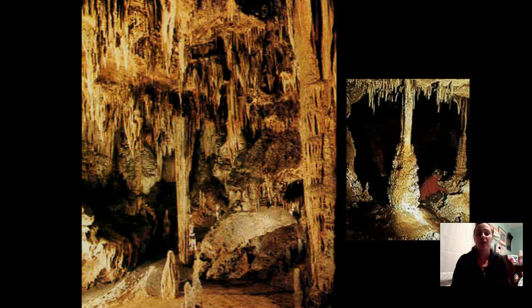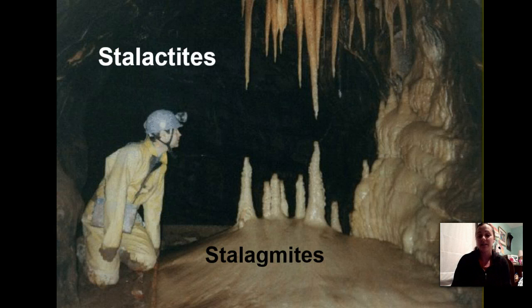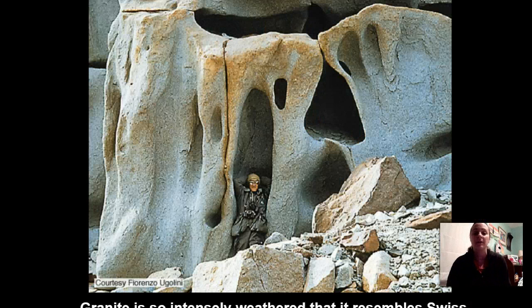And here's a picture of caves inside, and you see the really cool formation from carbonic acid. Actually, it's created stalactites and stalagmites. Stalagmites grow from the ground up, and stalactites grow from the ceiling or the top of the cave and grow downwards. It's pretty cool. Granite is intensely weathered, and it almost looks like Swiss cheese with the holes, right? All through carbonation.